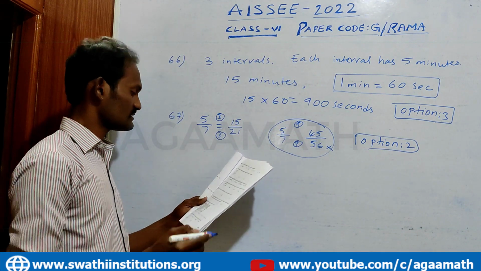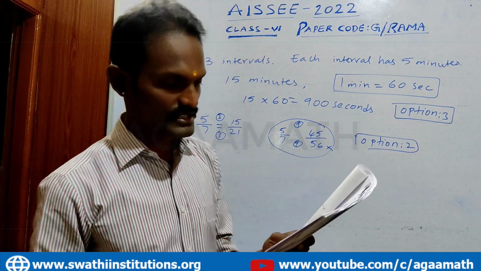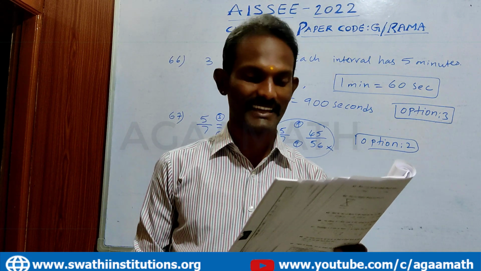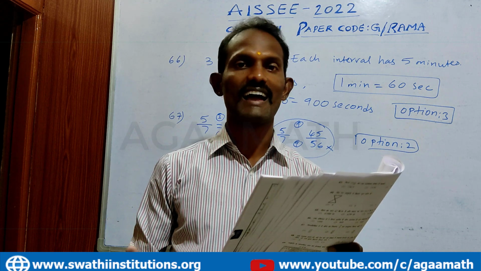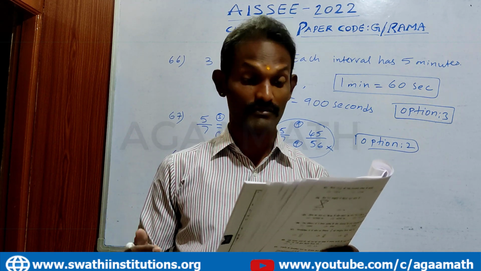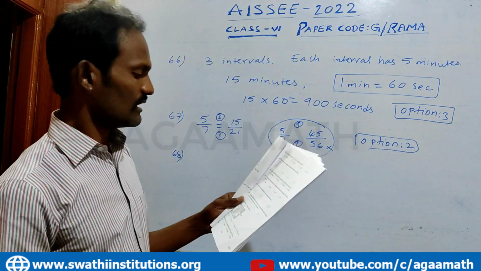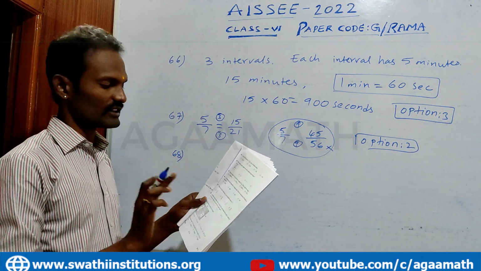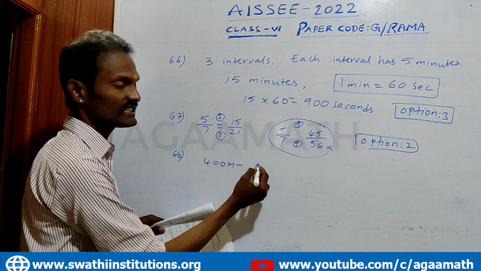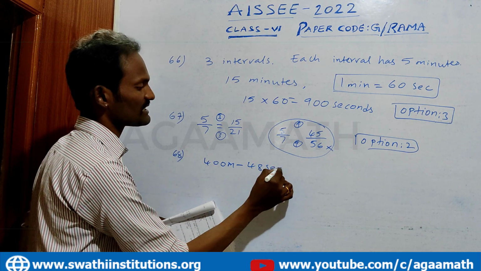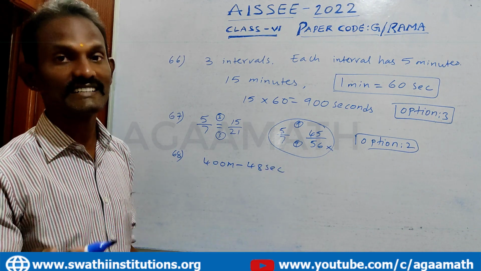Now let us take 68. An athlete finished 400 meters in 48 seconds. How many minutes has he spent in running if he ran 5 times on the same track at the same speed? It means a 400 meter race in 48 seconds. So he takes 48 seconds for 400 meters. So how many minutes has he spent in running if he ran 5 times?